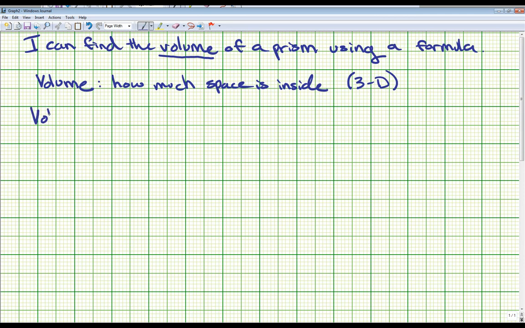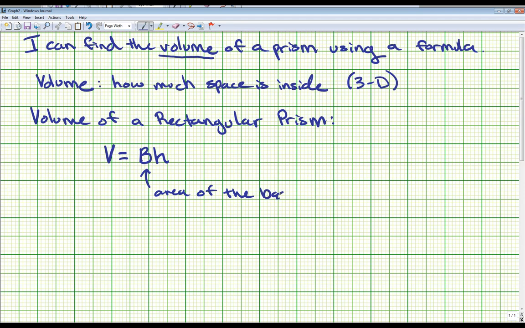So we'll do volume of a rectangular prism. We're going to put V equals, that stands for volume, and we're going to take the area of the base, multiply it by the height. So I'm going to put a little arrow there that says area of the base, and then the H stands for height.